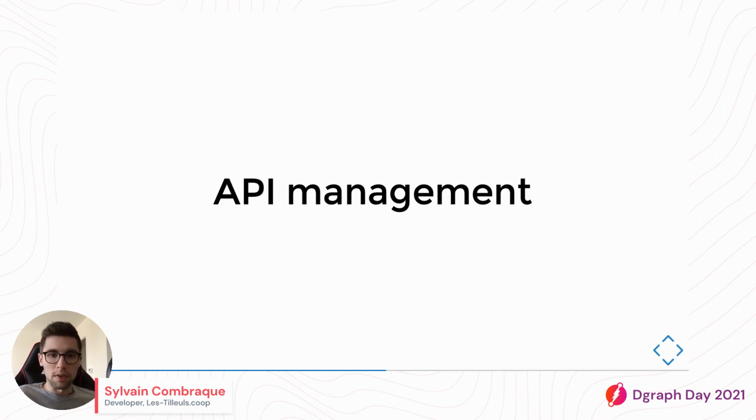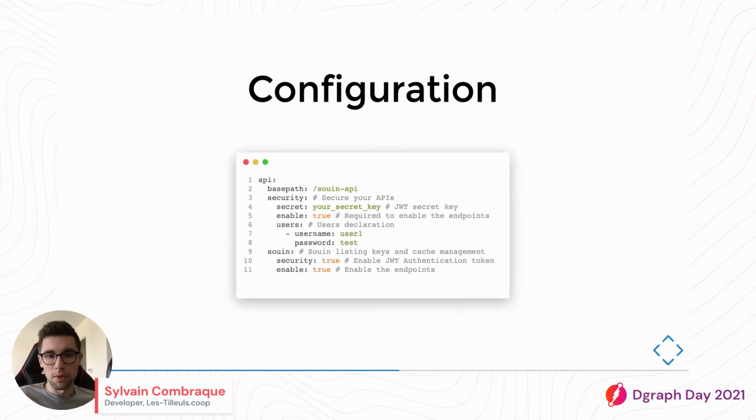First, the configuration for all the API endpoints is the following. You have to define the API block in the YAML configuration file. Then you can override the main base path, which is Souin API by default. And at the moment, Souin supports only 2 APIs, but in the future, it will support more endpoints.